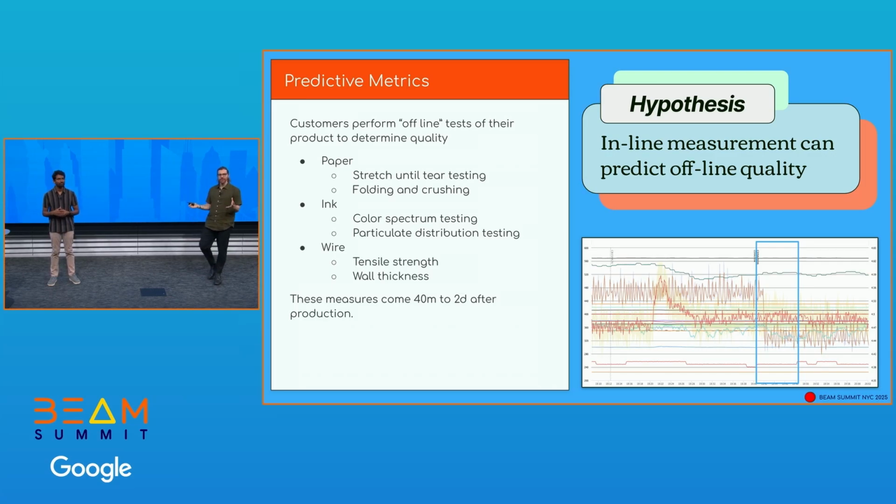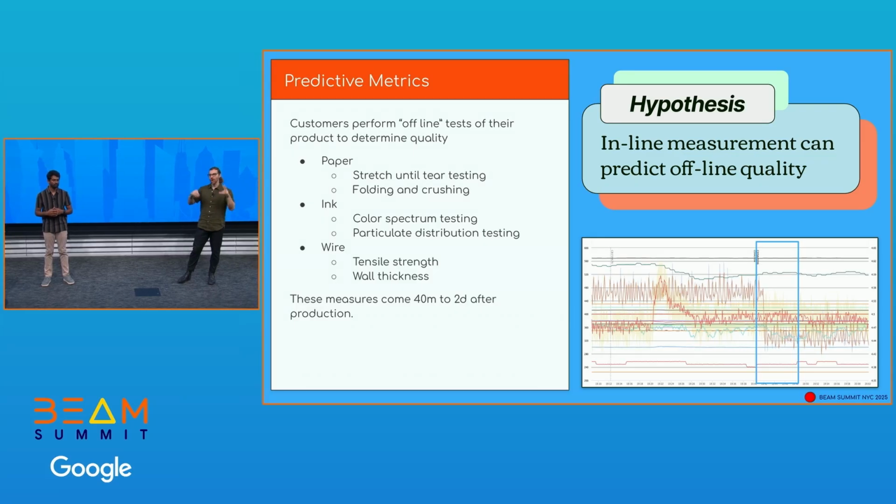So a lot of our manufacturers have what we consider these offline tests. So I manufacture a bunch of cable, and then I bring it to a side room, and I pull on it until it breaks, and I measure how hard I had to pull. Or I produce some paper, and I have to stretch it until it tears or fold it. We work with ink manufacturers, and we do color spectrum testing.